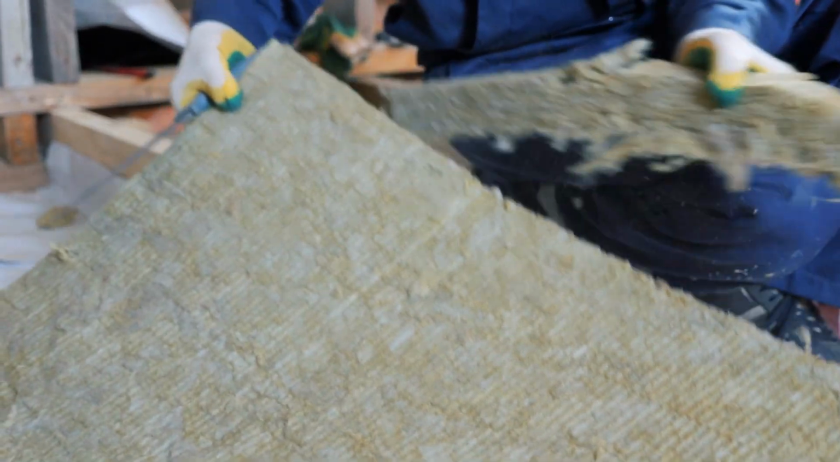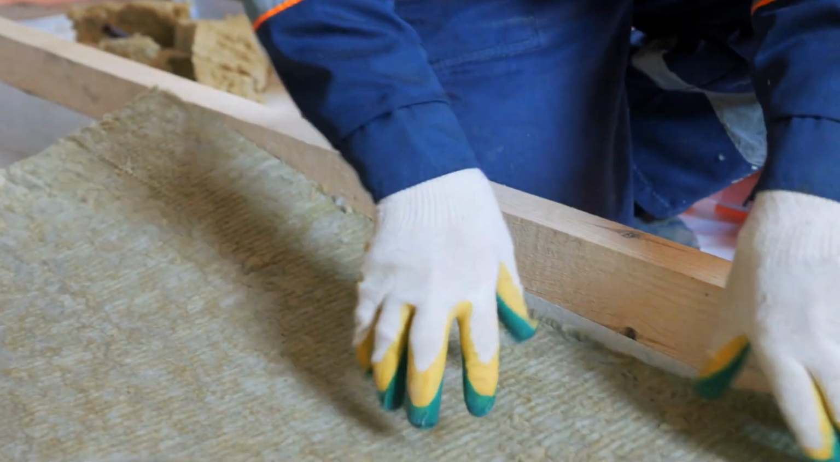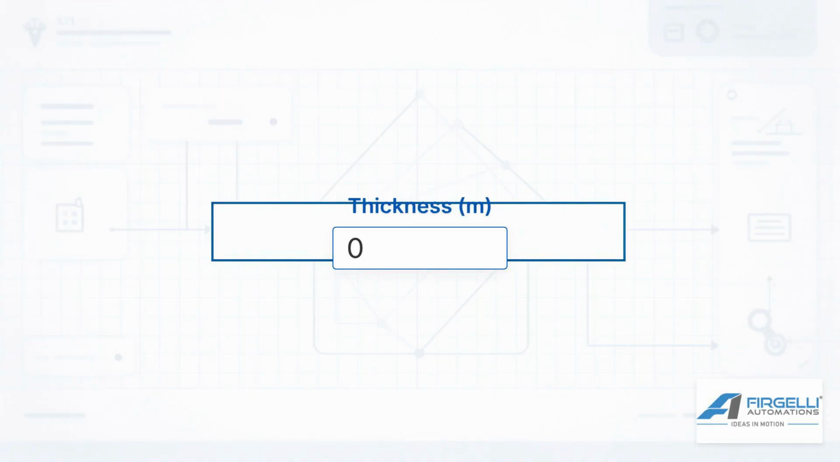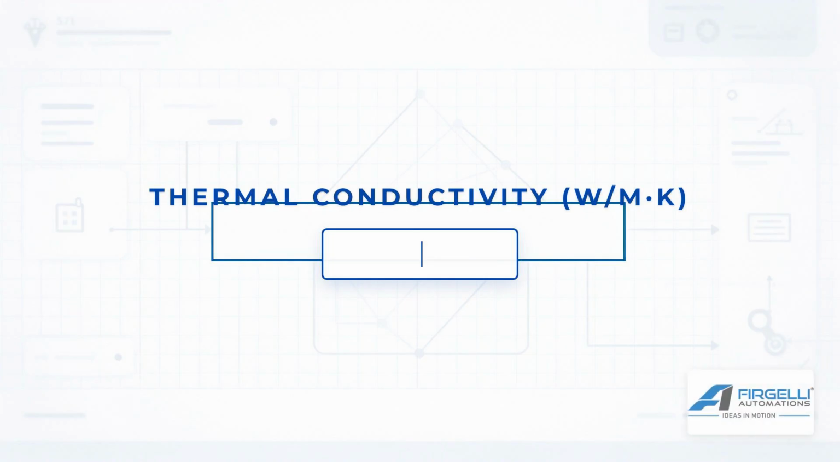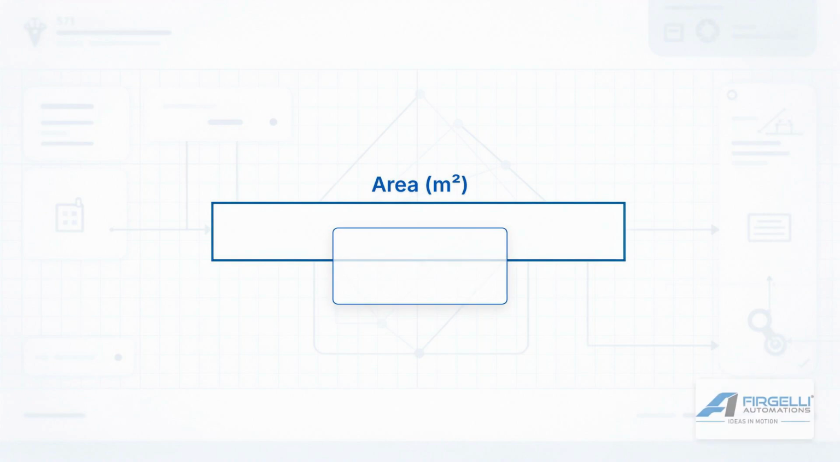Imagine we're calculating the thermal resistance of a fiberglass insulation panel. I'll enter 0.1 meters for thickness, representing a 10 centimeter panel. For thermal conductivity, I'll input 0.04, which is typical for fiberglass. For area, let's use 5 square meters, representing a wall section.